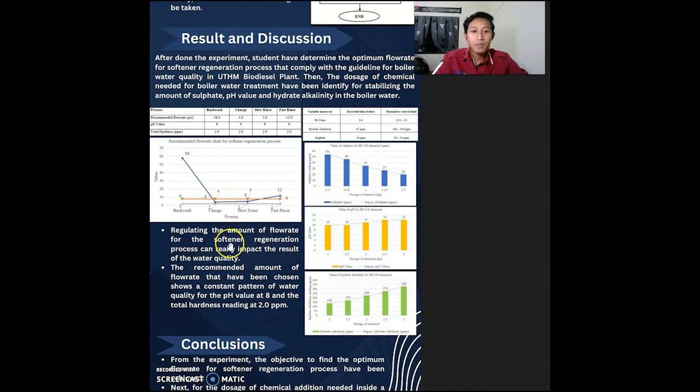So by regulating the amount of flow rate for the softener regeneration process, it can really impact the result of the water quality, and the recommended amount of flow rate that has been chosen shows a constant pattern of water quality of the pH value at 8 and total hardness at 2. So this is my proposed guideline for the optimum flow rate to be used in the softener regeneration process.